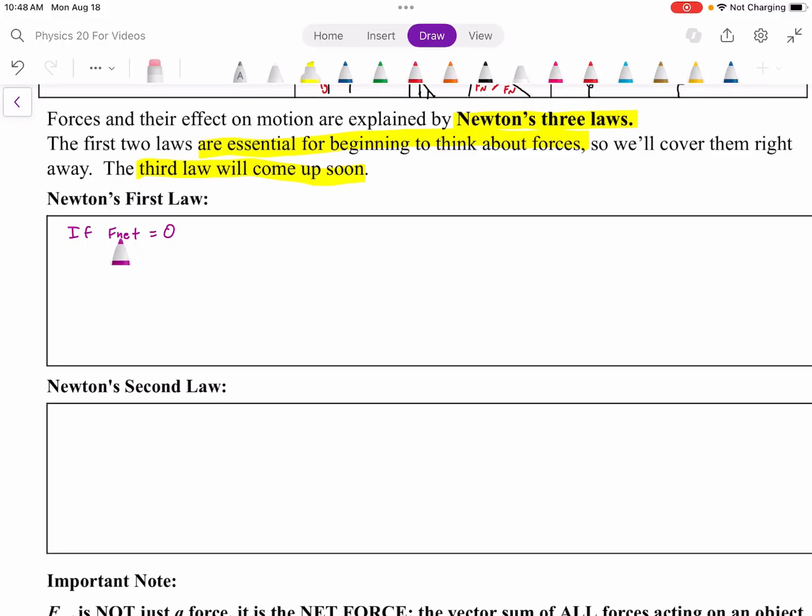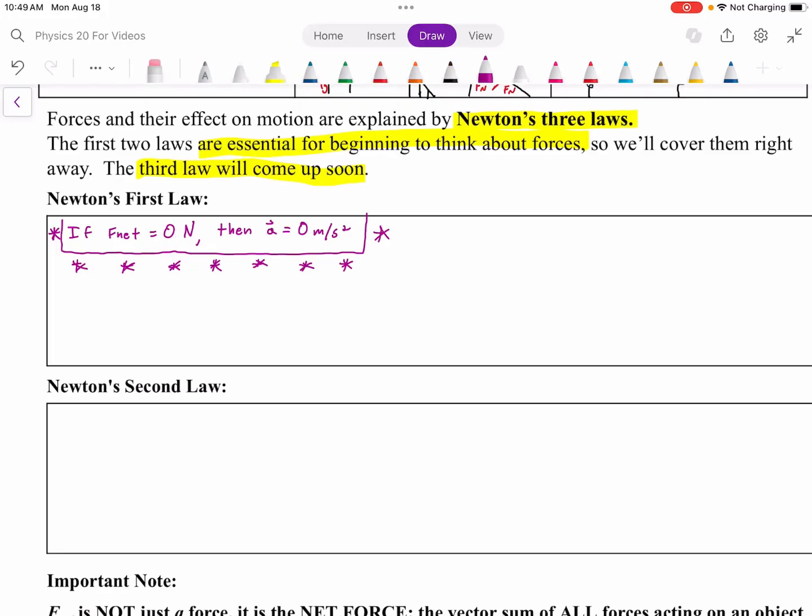Okay, if the total of the forces acting on the object is 0 newtons, the unit we use to measure force because Newton did so much work on it that we named the unit after him. If F net equals 0 newtons, then the acceleration of the object will be 0 meters per second squared. That's it. All we're saying there is that an object will not accelerate. Its velocity will not change if there's no net force acting on it.